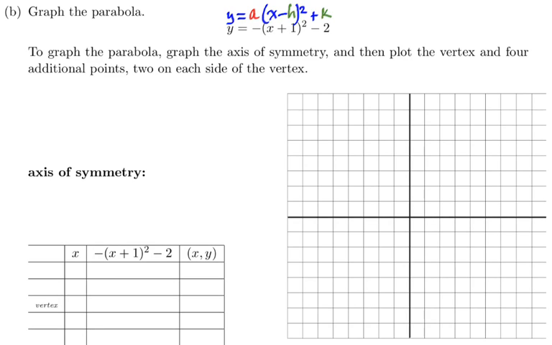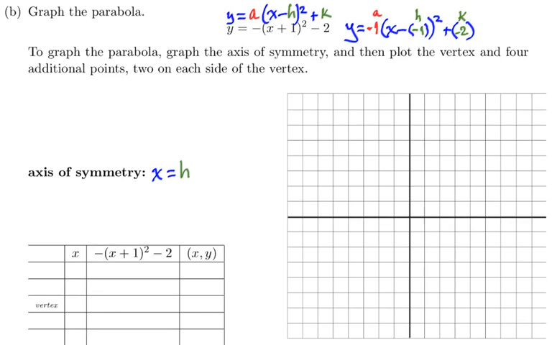The vertex form, we want a in front, so I'm writing negative 1 to show what a is. And I'm going to write x minus negative 1 instead of x plus 1, and that's squared. And then I'm going to write plus negative 2 instead of minus positive 2. And that's because I want to identify clearly what a, h, and k are. So here we can see that a is negative 1, h is negative 1, and k is negative 2. We had to rewrite it a little bit to see that clearly.